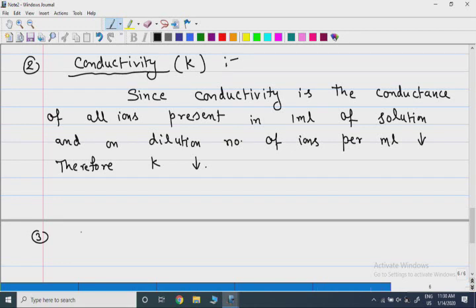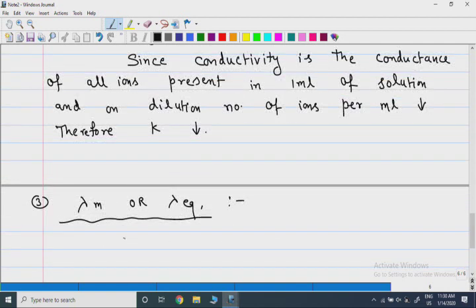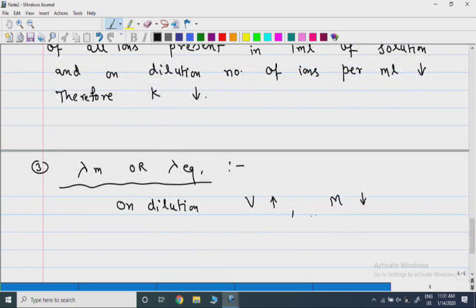Number 3, lambda m or lambda eq. Both behave in the same manner. Just look at this. On dilution, volume will increase. It means that concentration will decrease. We know that lambda m is equal to 1000 into kappa upon M. And yes, one more important thing, on dilution kappa decreases.